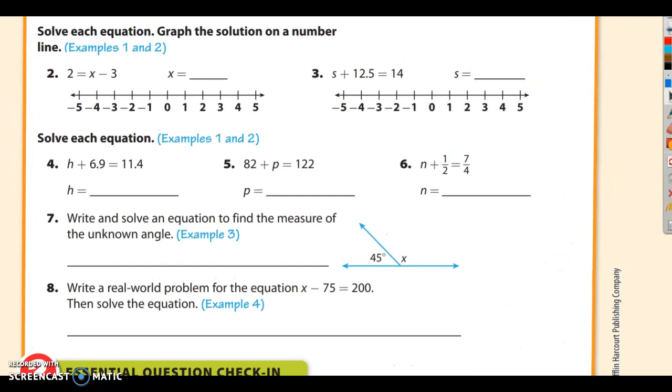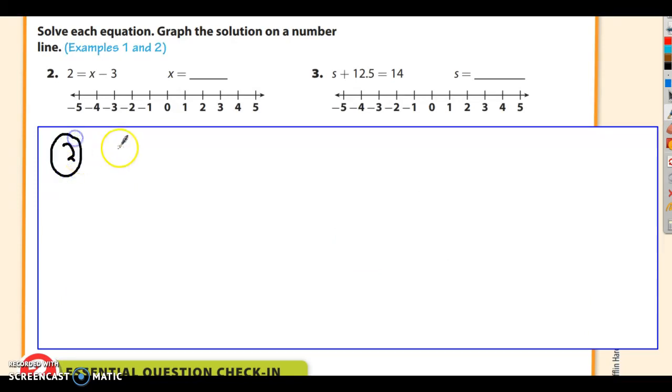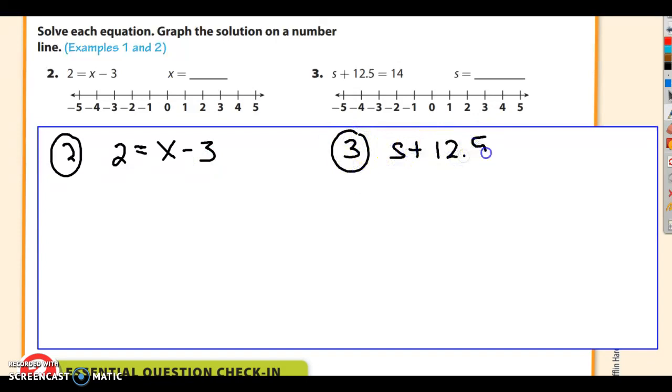I'm on numbers 2 and 3. The directions read, solve each equation and graph the solution on a number line. So there's 2 things to do. I don't totally have enough room for this, so I'll do my whiteboard down below. Number 2, the equation is 2 is equal to x minus 3. And then number 3, my equation is s plus 12.5 is equal to 14.